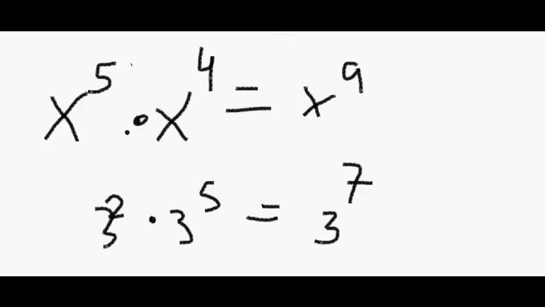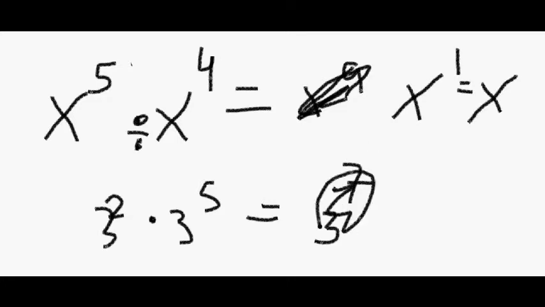Alright, and if this was division, then we just subtract the exponents, the opposite of adding. So this becomes x to the first, or just simply x. And let's say if this was division with the 3s, it just becomes 3 to the second power. Technically, to the negative second power, but you understand what's happening.